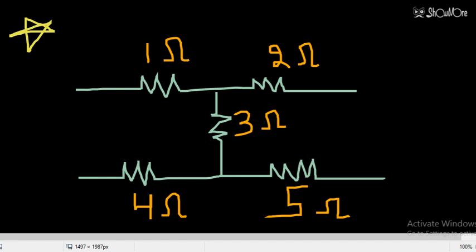Now let me name them also. Let's take the name of these 4 terminals, 4 points, 4 ends: A, B, C and D. So these are the 4 terminals A, B, C and D. So now students, first question: what is the value of resistance between terminal A and terminal B?